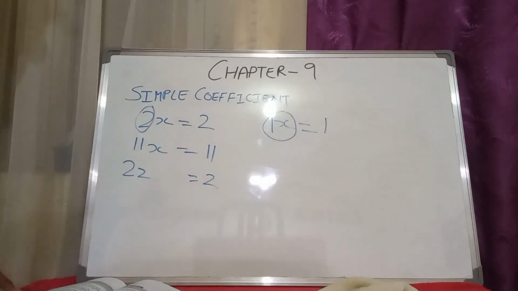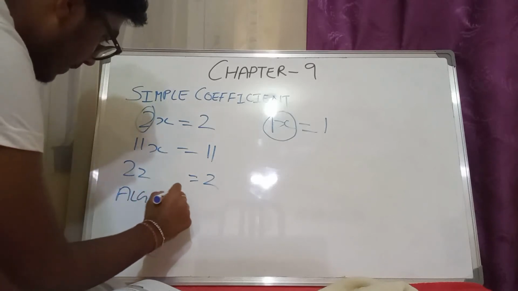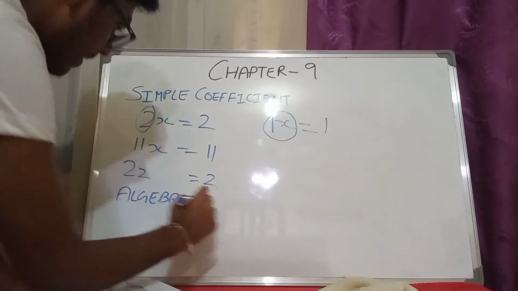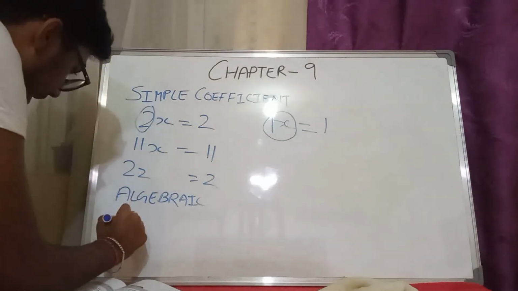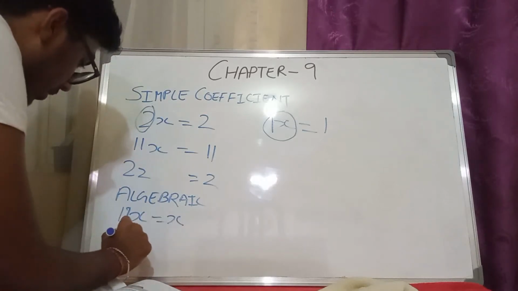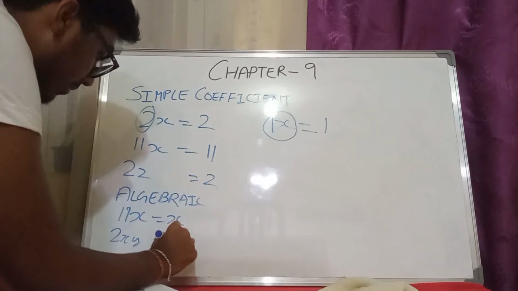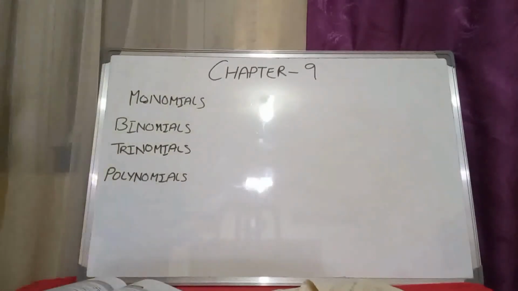Now, the other type of coefficient is the algebraic coefficient, I mean the variable coefficient. The algebraic coefficient simply means the variable part. For example, the algebraic coefficient of 11x is x. For 2xy, it is xy. So this is the coefficient. We'll move forward now, and we will be seeing the types of expressions.